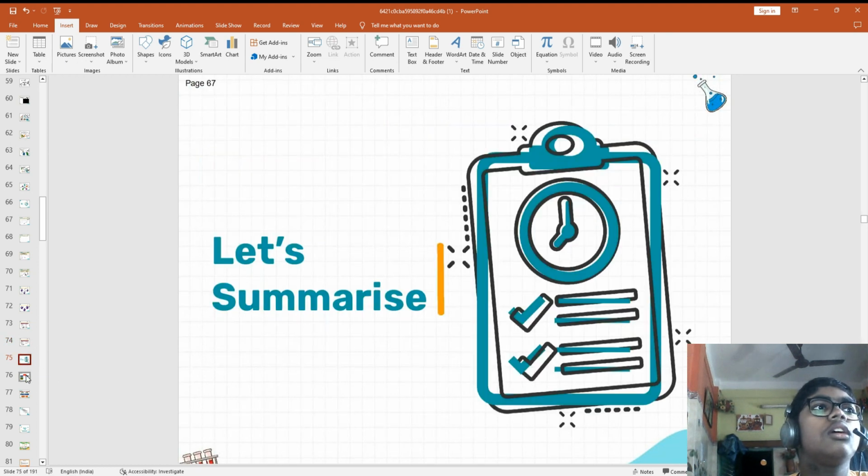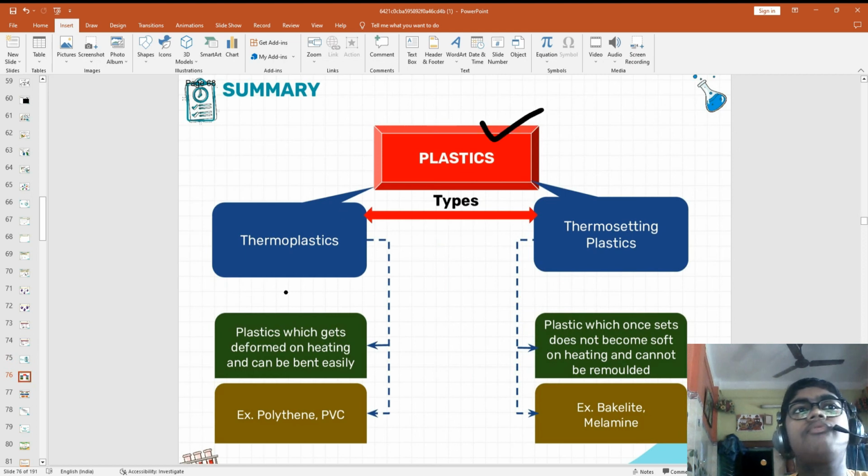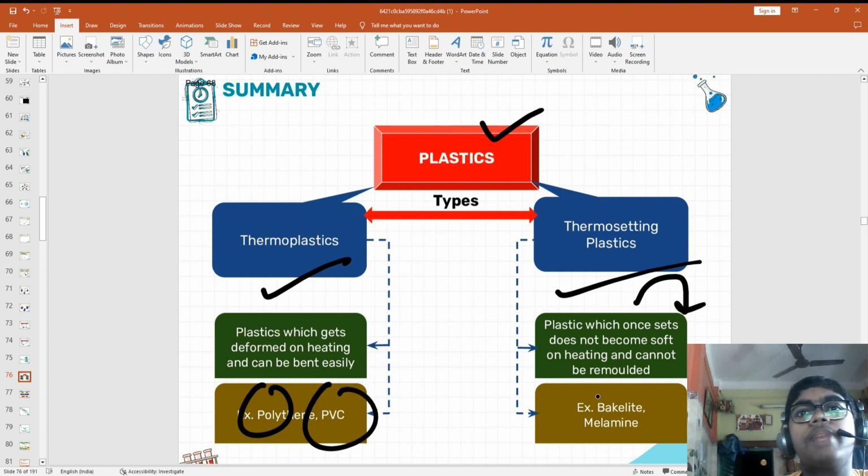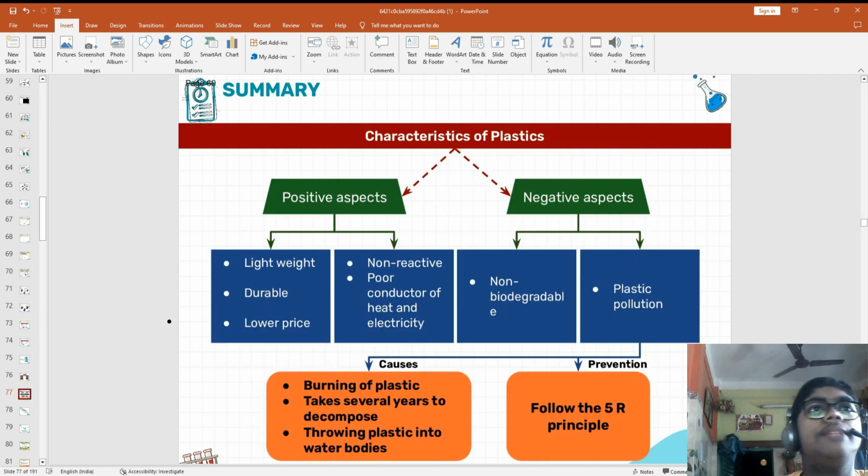That's why. So let's summarize that plastics are of two types, thermoplastic and thermosetting plastics. Plastics that can be deformed easily on heating are called thermoplastics, and plastics that cannot be deformed on heating and can't be made soft are called thermosetting plastics. Thermoplastics are polyethylene, PVC; thermosetting plastics are bakelite and melamine.